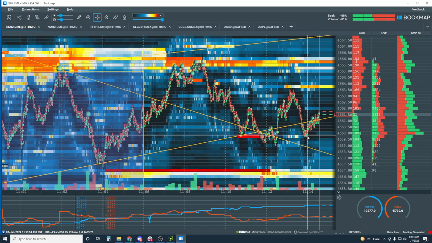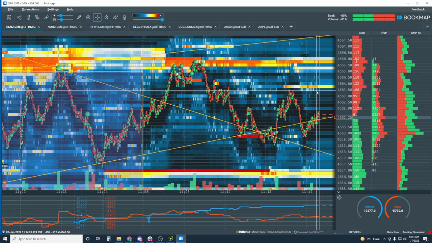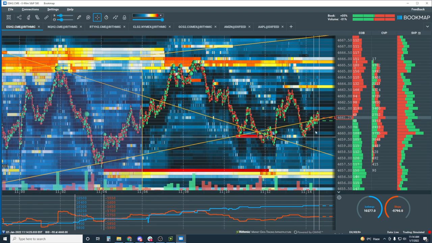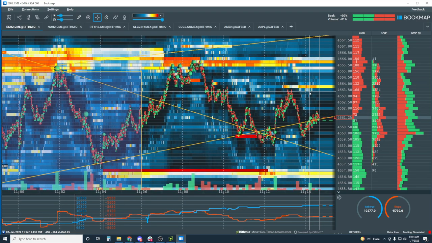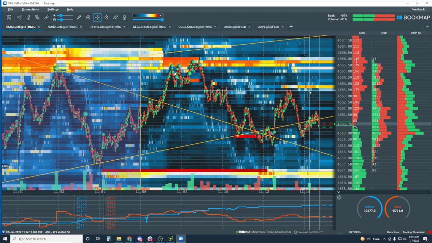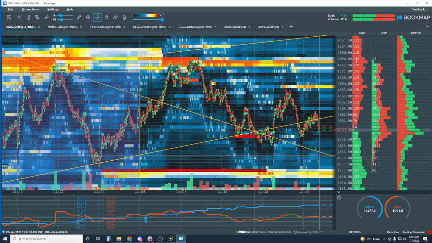Yep. So far, so good. I like it. We should get the move up here to 63. I'm looking for it. And then looking 63 and a half, 63 and a quarter. And then I'm looking for them to break it up into 65 here.